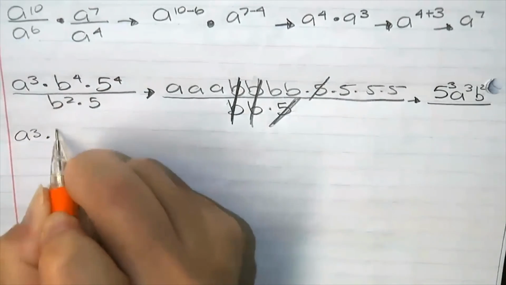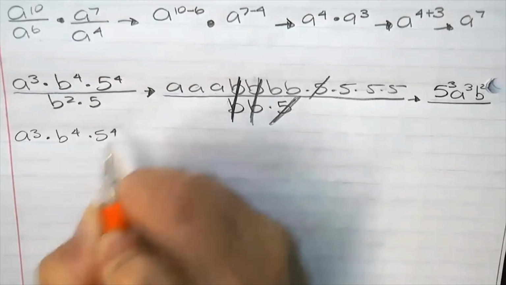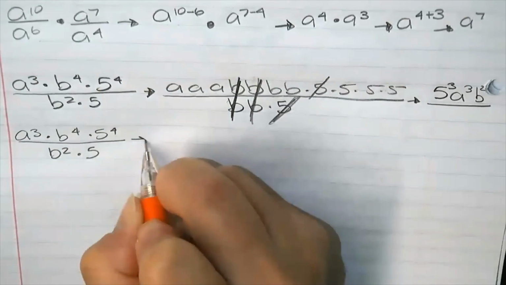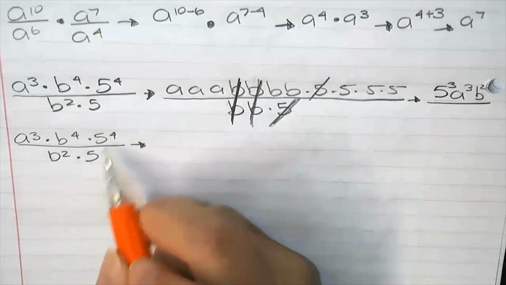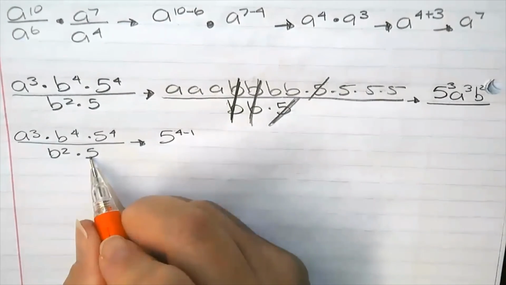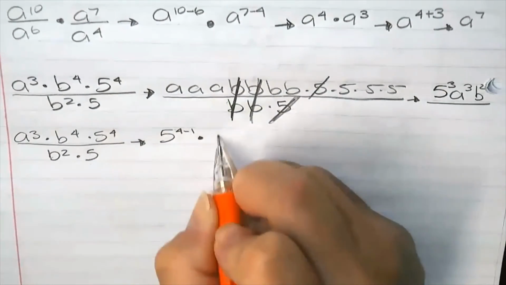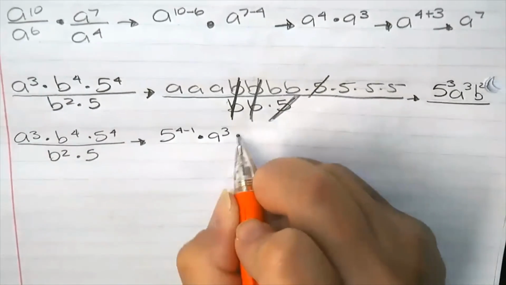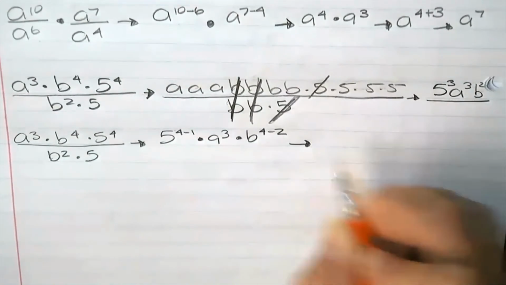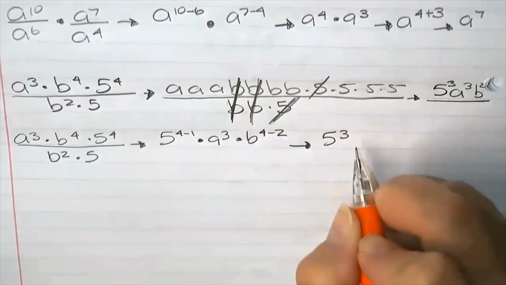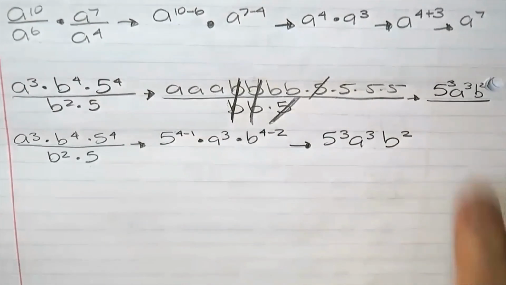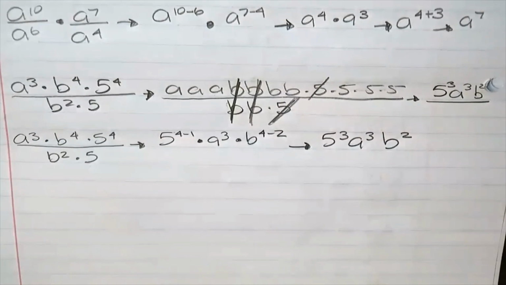A to the third times b to the fourth times 5 to the fourth, b squared over 5. Okay, I like to deal with my constants first. So this is 5 to the fourth minus 1 times a to the third times b to the fourth minus 2. So I have 5 to the third times a to the third times b to the second, which is exactly what we had up here.